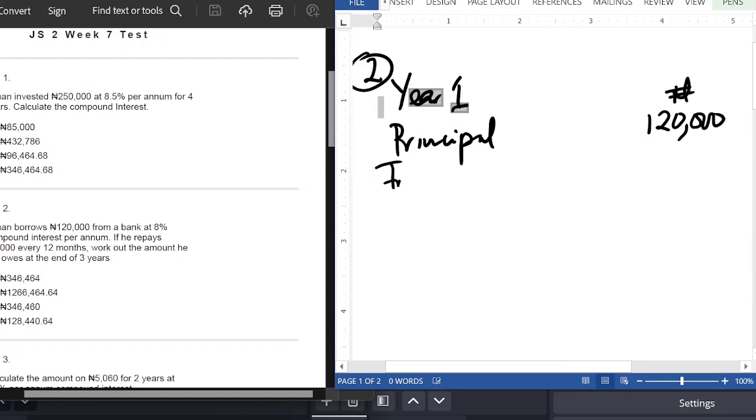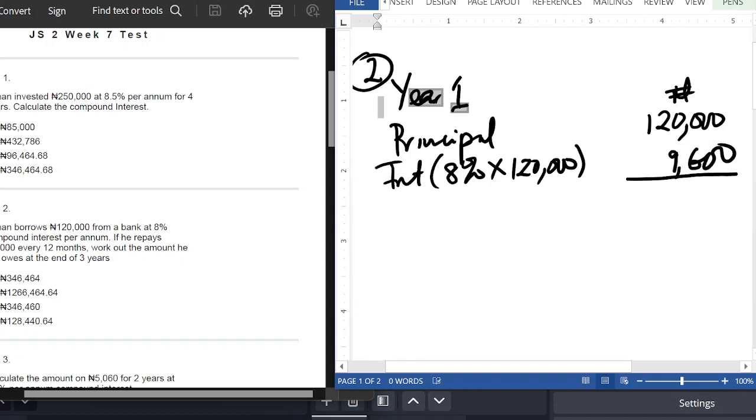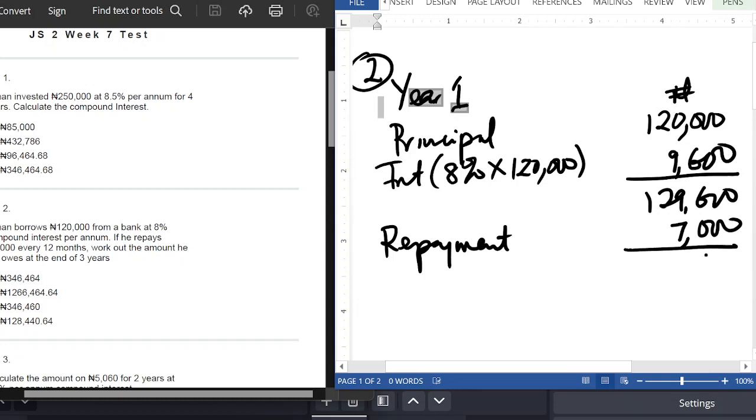So let's calculate interest for the first year. The interest is 8% of 120,000, which gives 9,600. So we add this together, and this gives 129,600. If he repays 7,000 at the end of the first year, we subtract 7,000 from it, so it's going to remain 122,600.